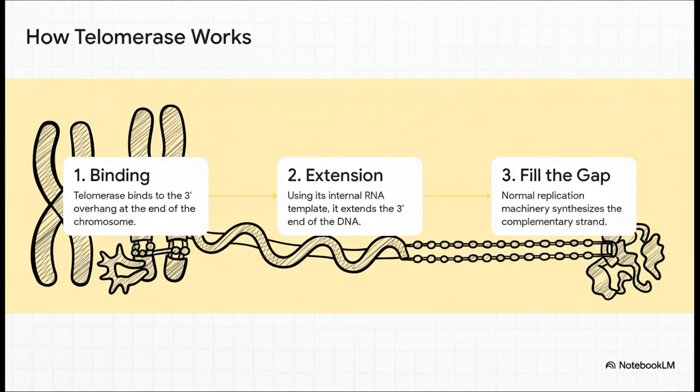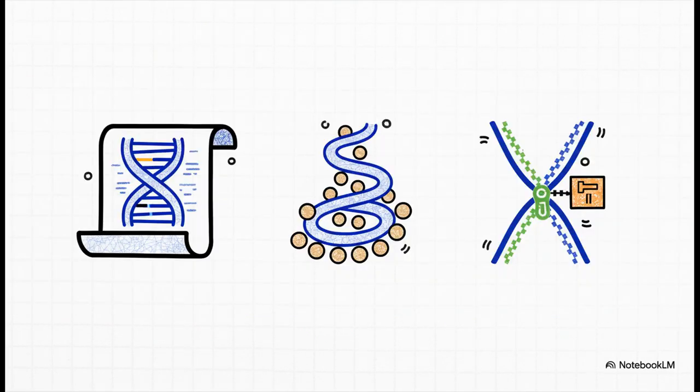It works in a really slick three-step process. First, it just binds to the tip of the chromosome that's hanging over. Second, it uses that internal template to extend the DNA, adding its little repeat sequence over and over. And third, once that's done, the normal replication machinery can come in and fill in the other side. And just like that, the chromosome end is longer and protected. Problem solved.